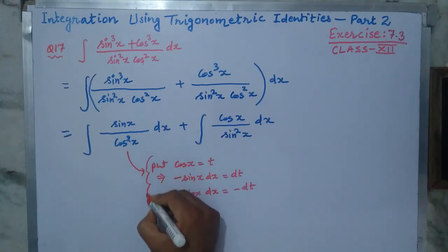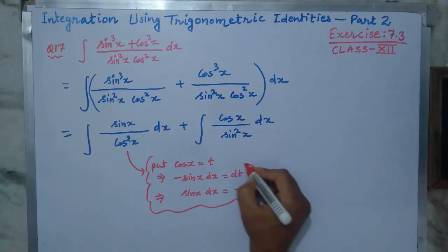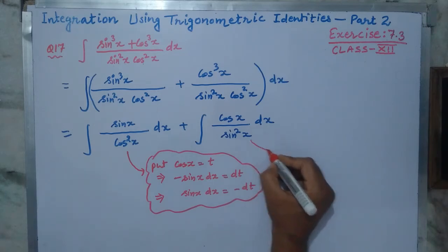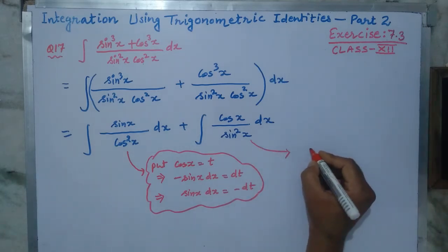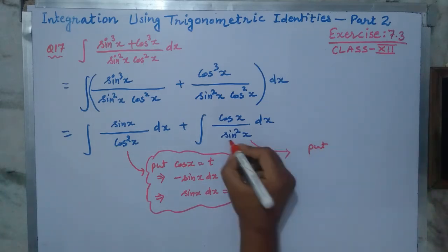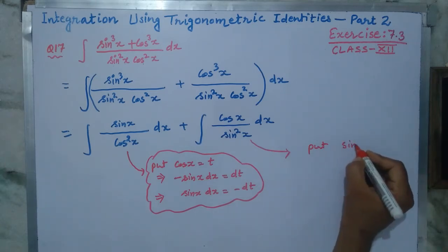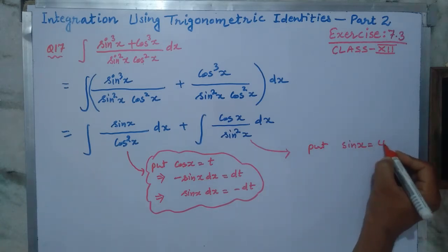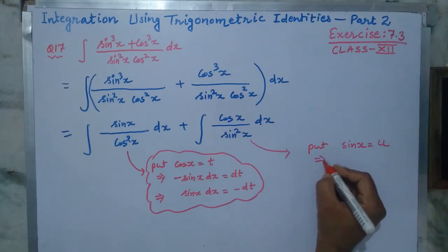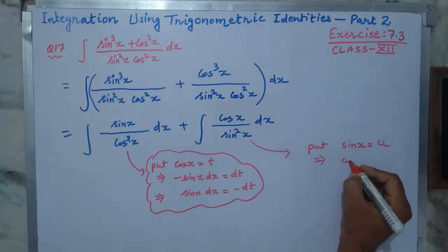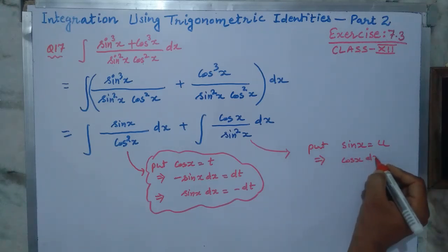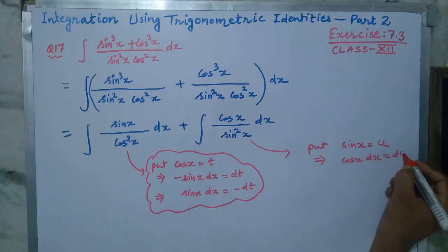So first integrand like this, and in second integrand we put denominator sine of x is equal to u. So derivative of sine x is cos of x into dx is equal to du.